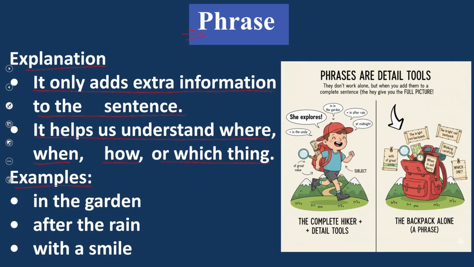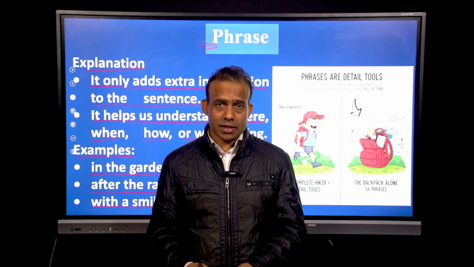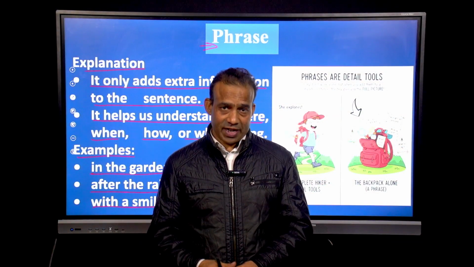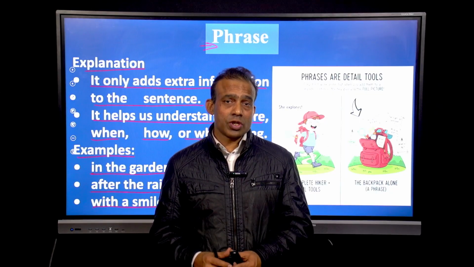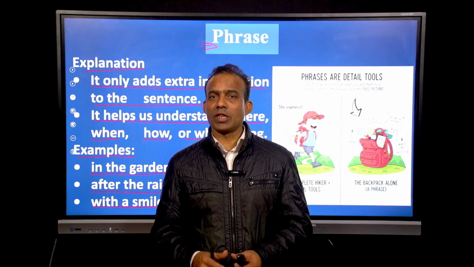Examples of phrases: in the garden. Yes, we can get some idea from in the garden, but what is in the garden? We are not able to understand the whole or complete thought or idea. After the rain. Yes, after the rain, we can understand this particular meaning, but not the full meaning. With a smile. Yes, with a smile, but an incomplete thing. So, dear learners, this is the definition of a phrase, and now we are better able to identify and use phrases. Now, move to the next slide.